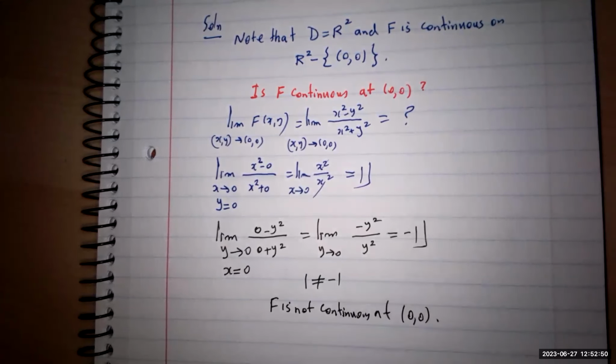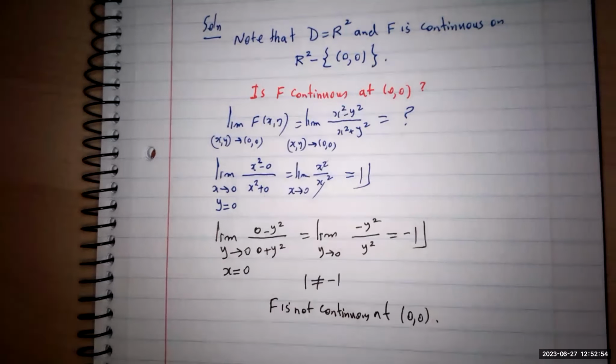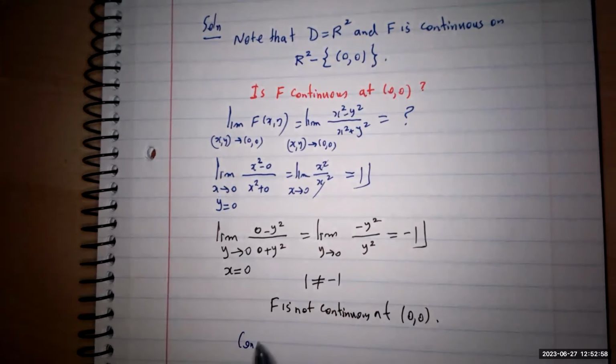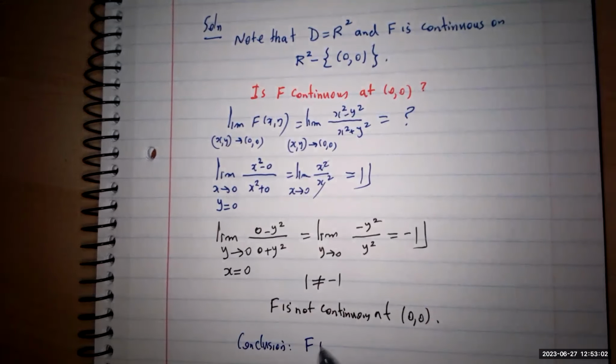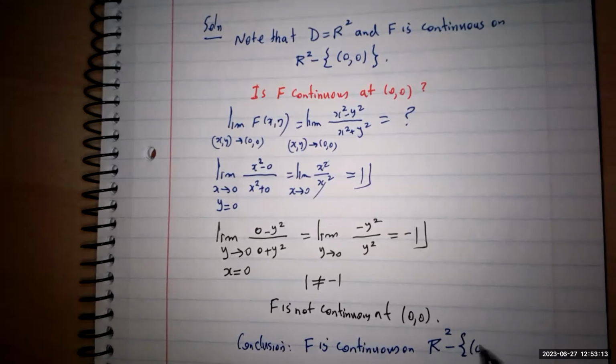So the result is going to stand as we talked about at the beginning. So the conclusion is that f is going to be continuous on R2, but not the origin.